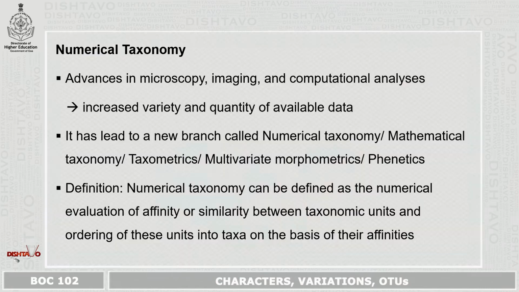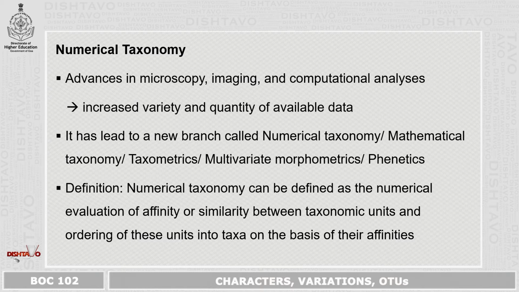Numerical taxonomy. Advances in microscopy, imaging, that is digital imaging, and computational analysis have resulted in increased variety and quantity of available data. Because of the availability of all these data, it has led to a new branch of biology that is called numerical taxonomy. Numerical taxonomy has many other alternative names, that is mathematical taxonomy, taxometrics, multivariate morphometrics and phenetics.